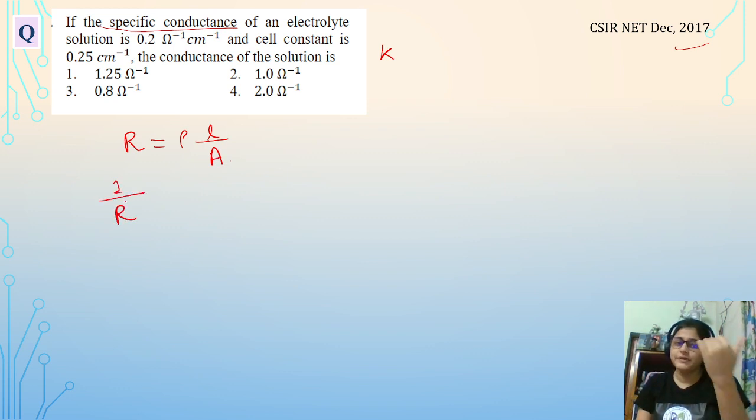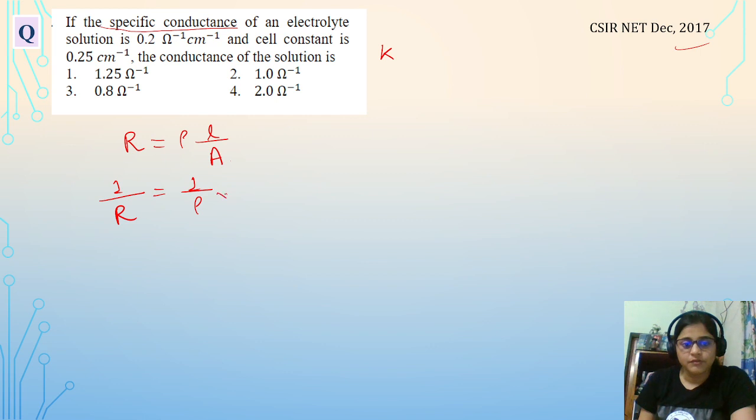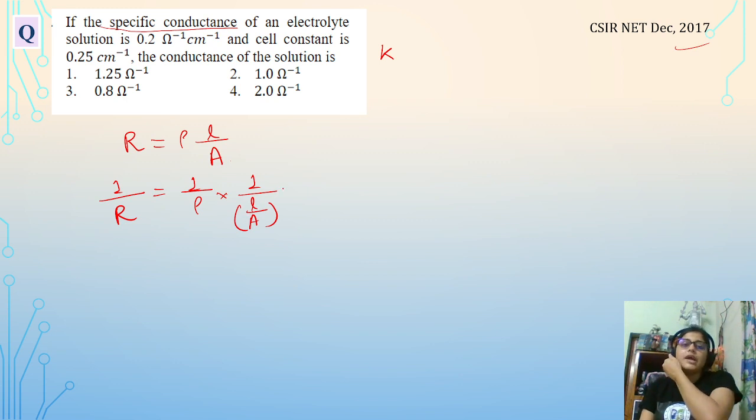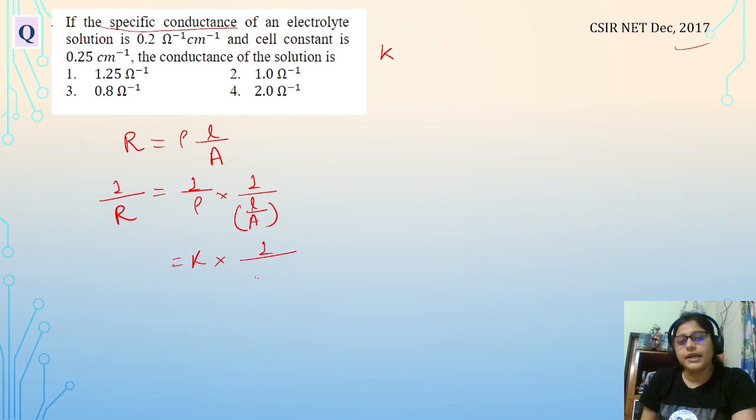That way I am solving, so that you don't forget the formula. Just take the inverse: 1 by rho and 1 by L by A. The L by A value is given, and the kappa value is also given. So this is kappa into 1 by L by A, and this is lambda. So lambda will be, what is the kappa now?